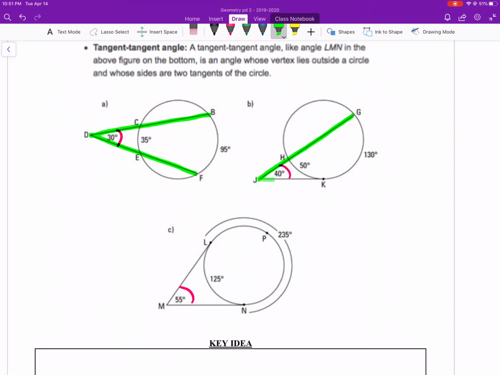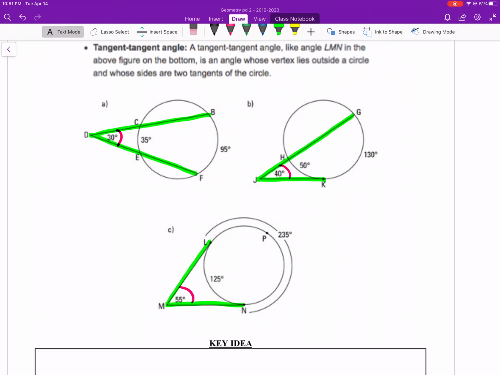And JK, that segment there, is a tangent, because that only hits the circle at one point, point K there. So we have a secant and a tangent. That forms an exterior angle. And then letter C here, we have a tangent and a tangent. So two tangents can form an exterior angle.